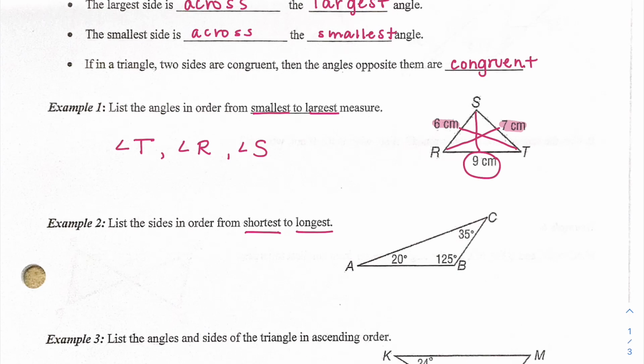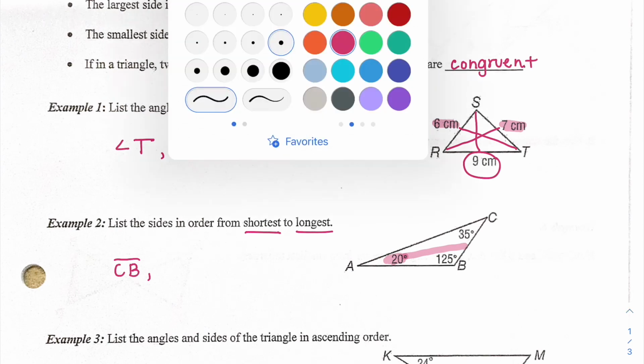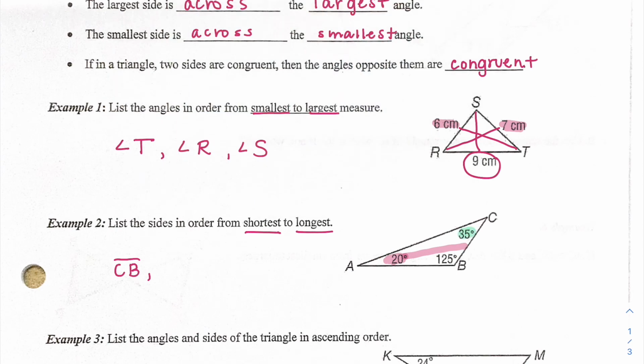Example 2, list the sides in order from shortest to longest, and they only give us the angles. So we know that the side that's going to be the shortest is going to be from the smallest angle. So look at that. I have angles of 20, 35, and 125. My smallest angle is 20, so the side opposite of 20 is CB. So CB is going to be my shortest side. Again, we don't know the exact length, we know it's going to be the shortest.